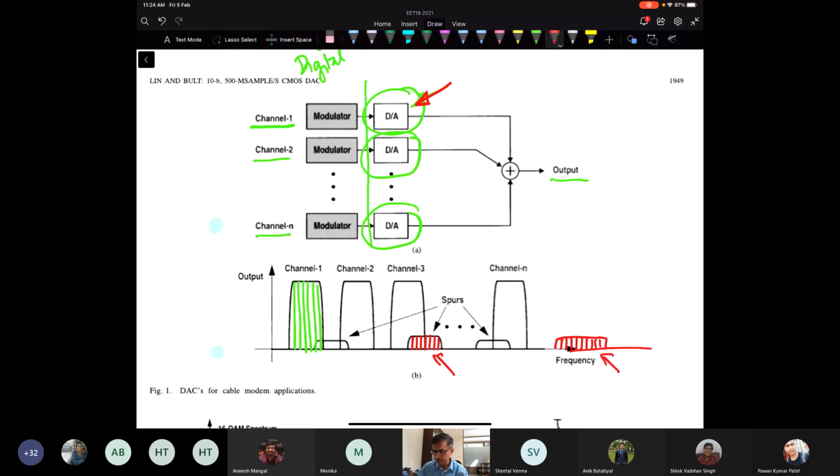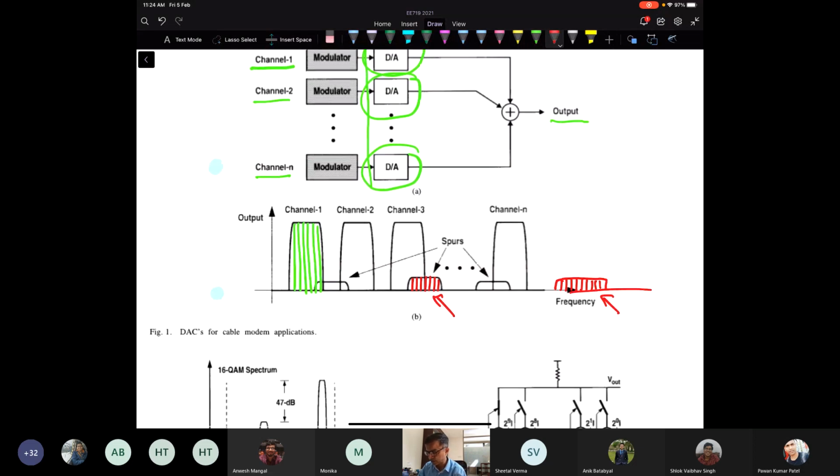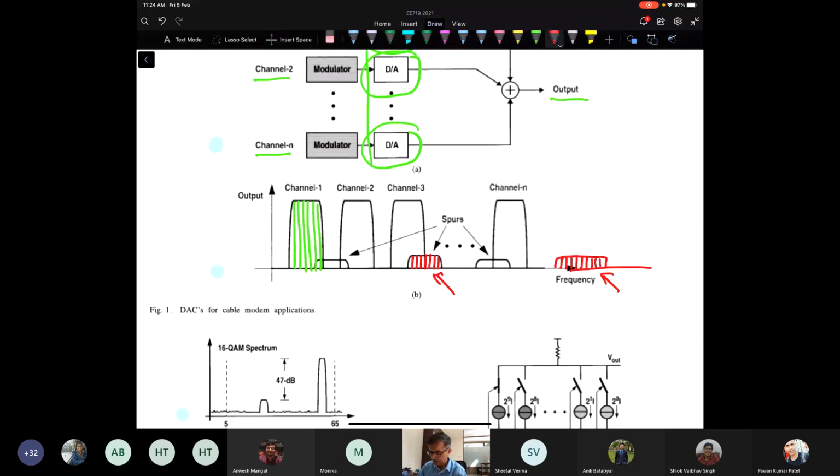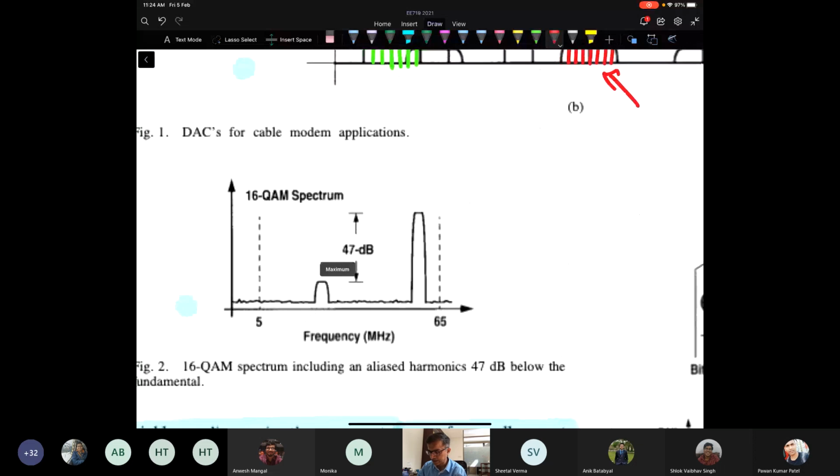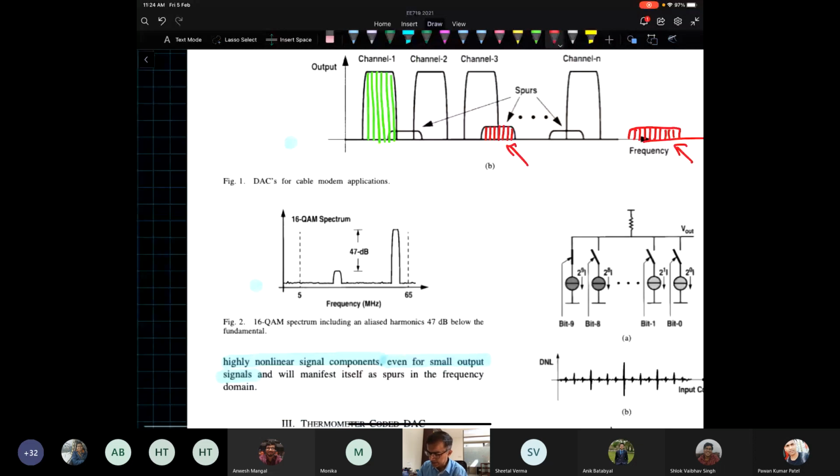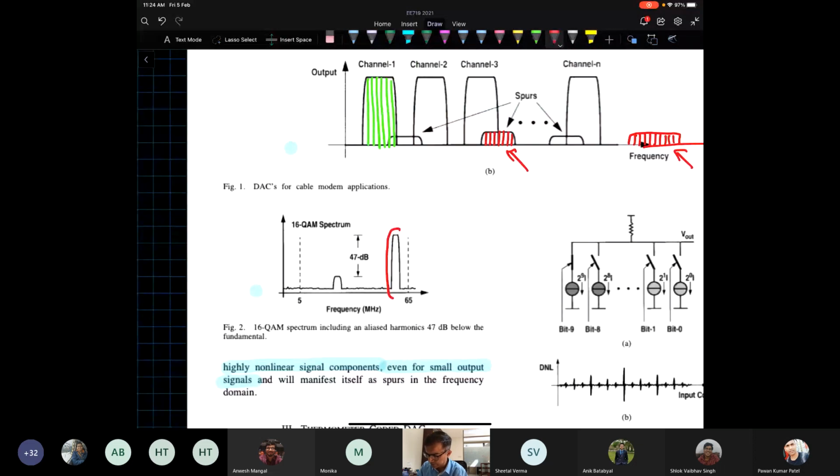All right, with that, let's move on to what I was talking about. In this particular case, this is the fundamental that we were transmitting. And this bump that you see here is something that's undesired, that's happening because our DAC is not linear. The way it's defined is spurious free dynamic range.